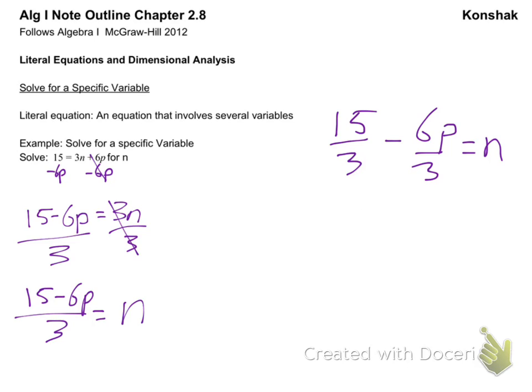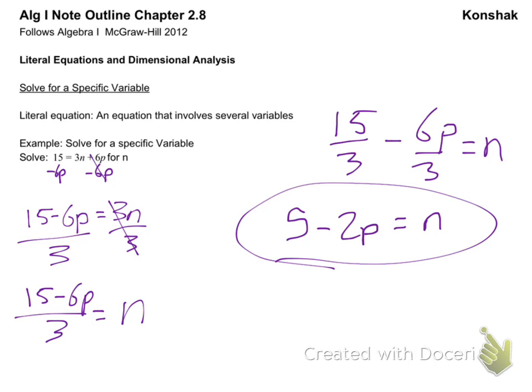But at this point, you should be able to say, wait a minute, 15 divided by 3? That's a 5. Negative 6p divided by 3? It's a negative 2p equals n. You now solve for n. Guys, can you put n on the other side? Sure, that's not a big deal. But 5 minus 2p is the value of n.